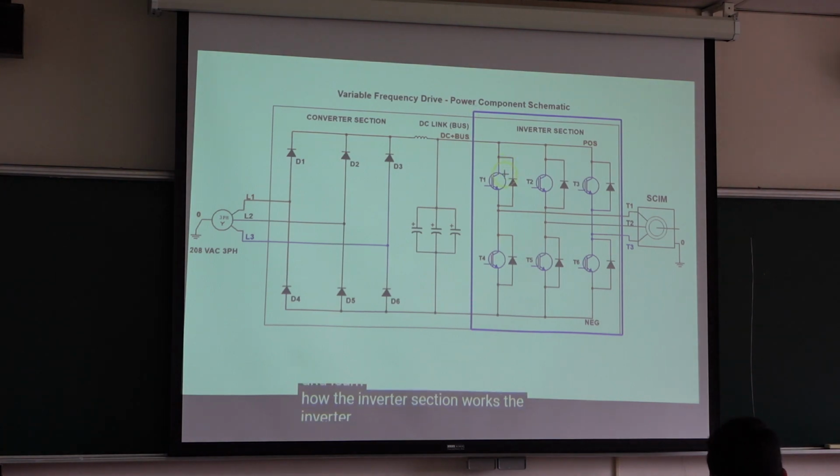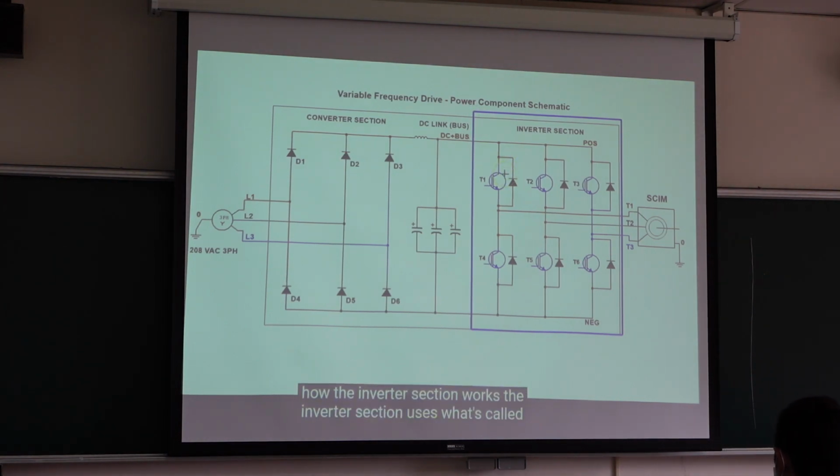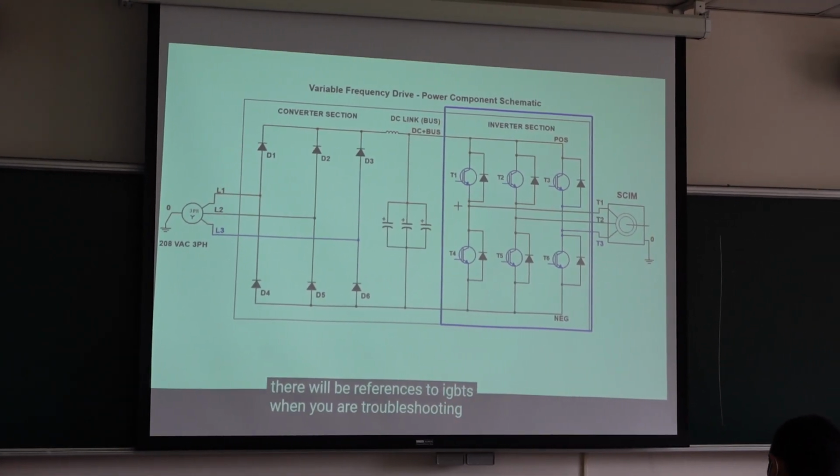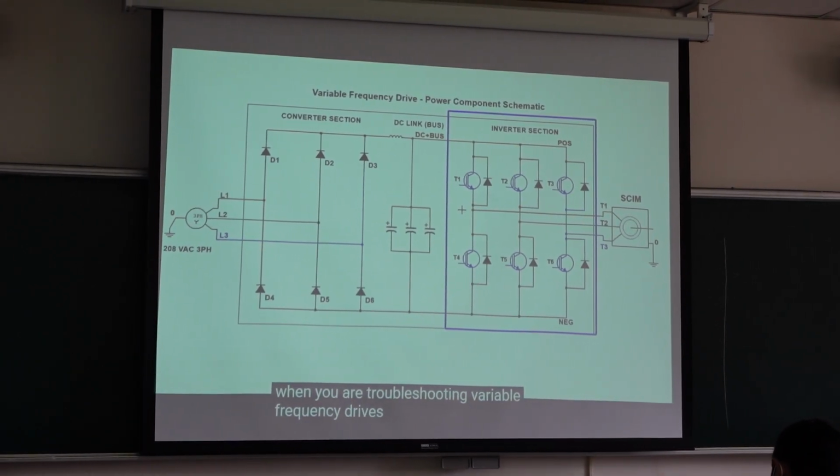So this is the inverter. The inverter section uses what are called insulated gate bipolar transistors, or IGBTs, to convert DC current to AC current. It's important to understand this because there will be references to IGBTs when you are troubleshooting variable frequency drives.